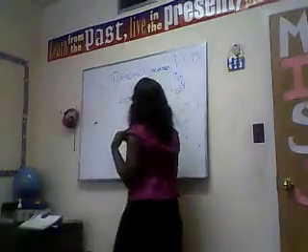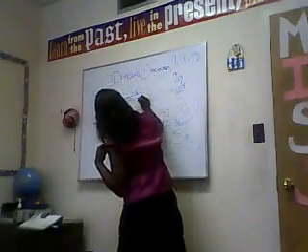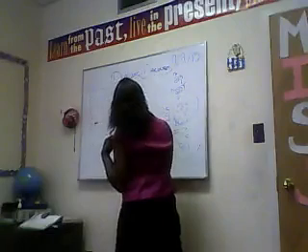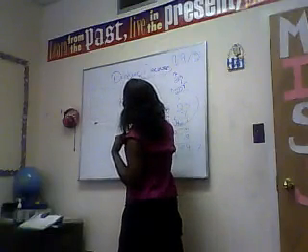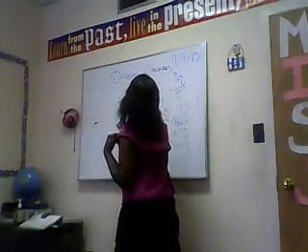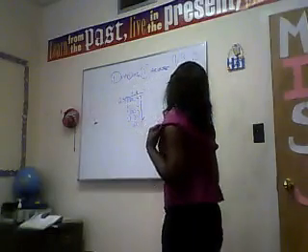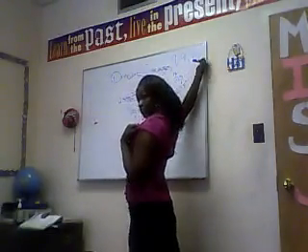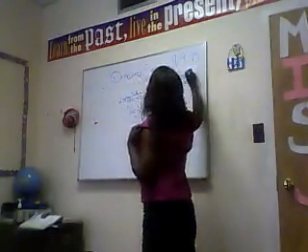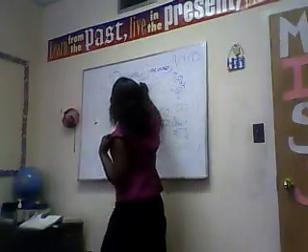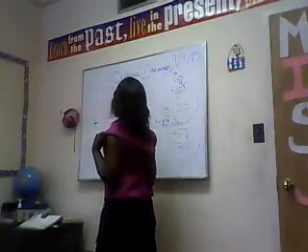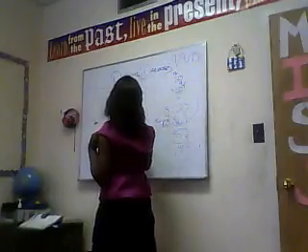What's the next thing I do? Bring down the 7. And it's what? 207. 23 goes into 207 how many times? 9. Oh, I see it. 9 times 23 is 207. What's my answer?